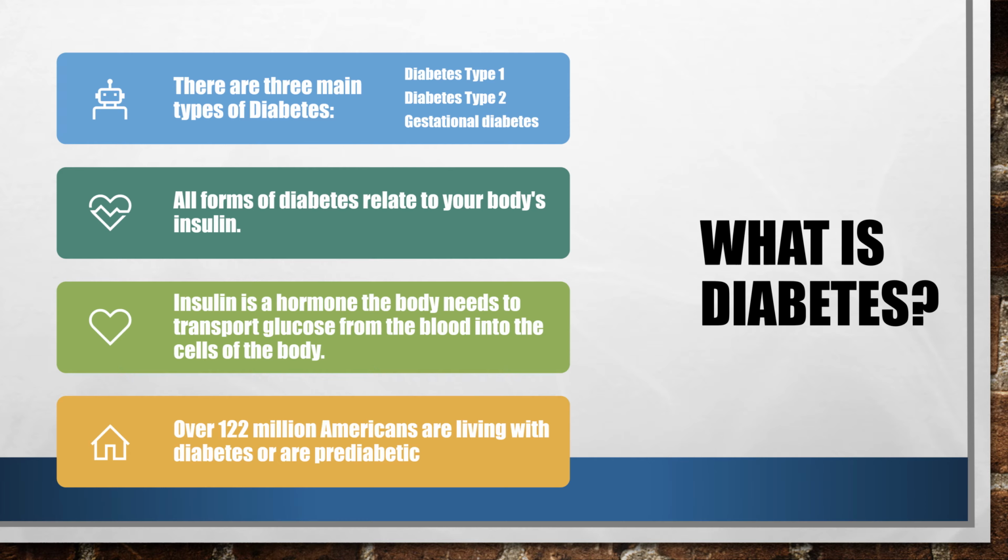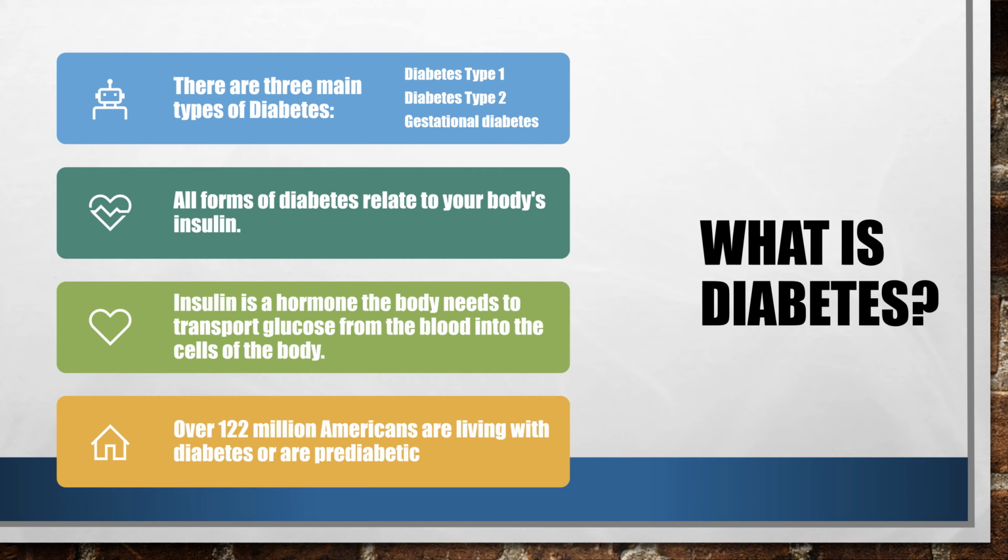To start, there are three main types of diabetes. You have diabetes type 1, diabetes type 2, and gestational diabetes. All forms of these diabetes relate in some way to your body's insulin and how they work with your cells. And insulin is a hormone the body needs to transport glucose from the blood into the cells of the body.